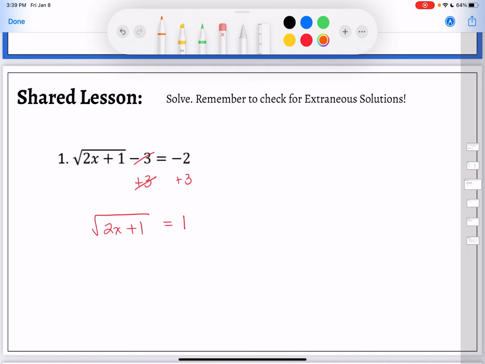So my radical's all by itself now, so I can square both sides. I can't move anything else until I get rid of that radical. So I square both sides, square root and squared cancel out, so I get 2x plus 1 on the left, 1 squared equals 1 on the right.